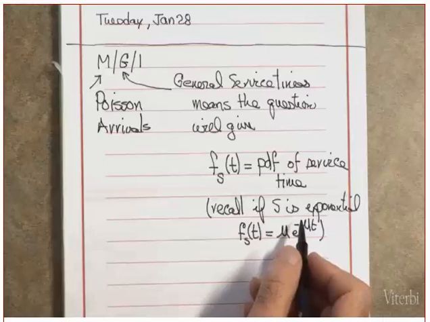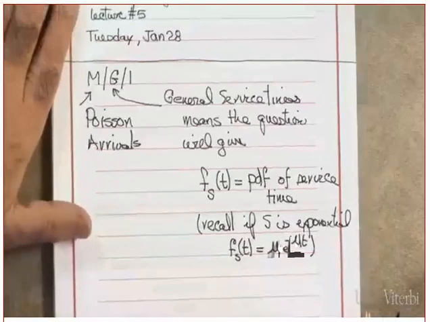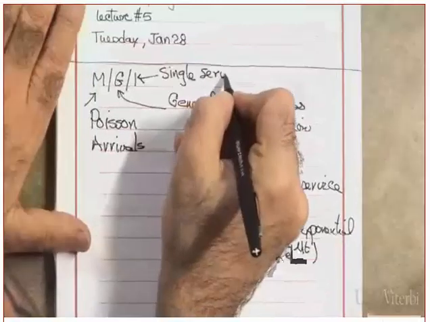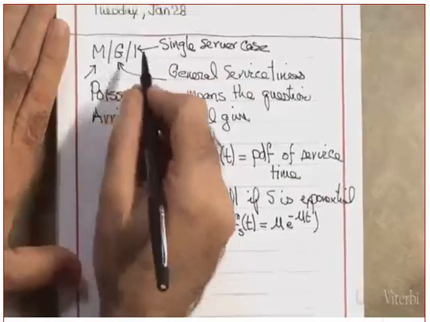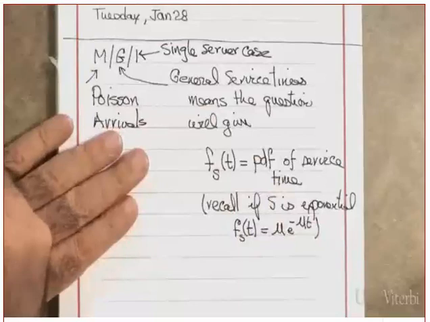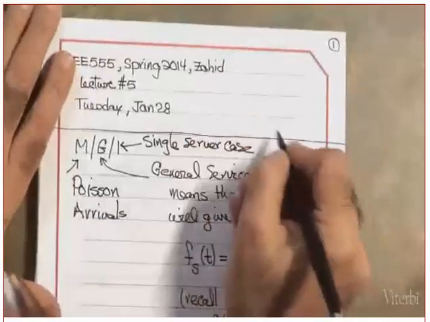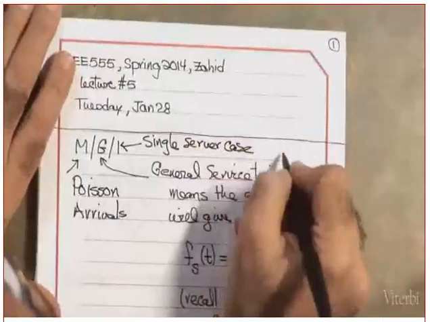The 1 here is a what? A single server case. We are only going to be discussing a single server. For multiple servers, it becomes a little bit more advanced. And as I told you last time, EE 549 is the class dedicated to queuing. Ours is not. I'm just giving you highlights.